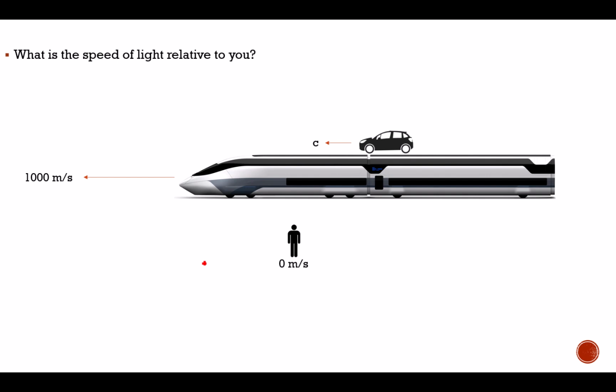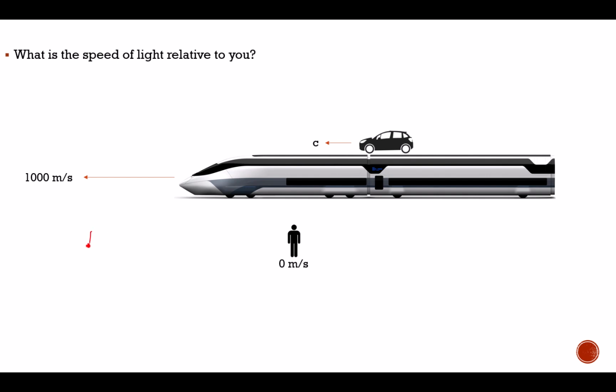Imagine you had this circumstance. Imagine you were looking at this train that's traveling at 1,000 meters per second. Very, very fast. And the car on the train is just sitting on the train, so it's moving along with it, but it switches on its headlights. Now, to the person in the car, they would say that the speed of light is c, 3 times 10 to the power of 8. What is the speed of light relative to you?